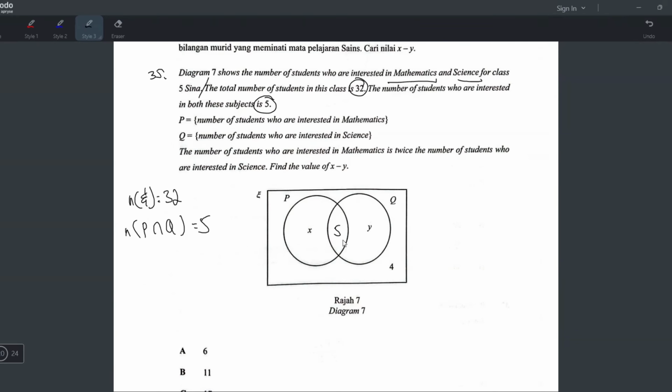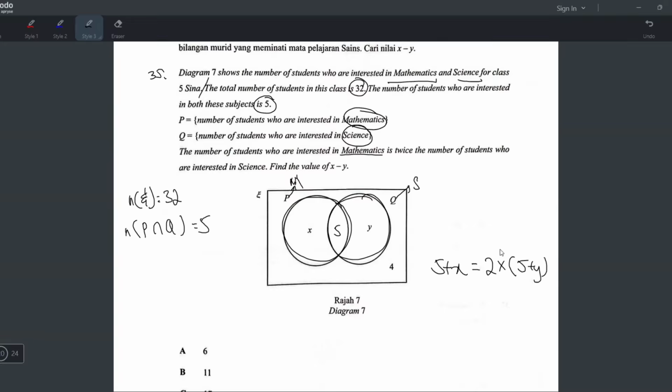Now P is the number for mathematics, Q is science. So this one is the maths, and this one is science, and maths and science is 5 people. The number of students who are interested in mathematics is twice the number of students who are interested in science. Let's read again. Interested in mathematics, so 5 plus x, right? Mathematics is twice, so 2 times the number of students interested in science. Science is 5 plus y.